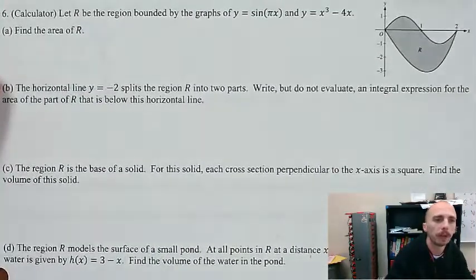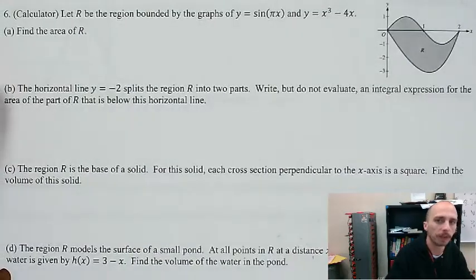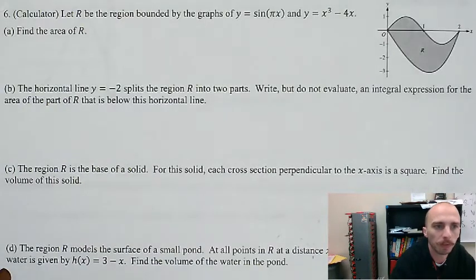All right, so let R be the region bounded by the graphs of y equals sine of pi x and y equals x to the third minus 4x. Yeah, this is the one with the small pond, right? Yeah. That one's a little troublesome at times.